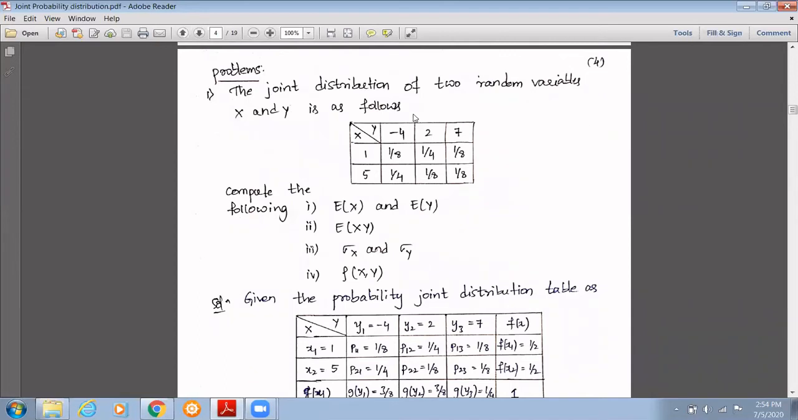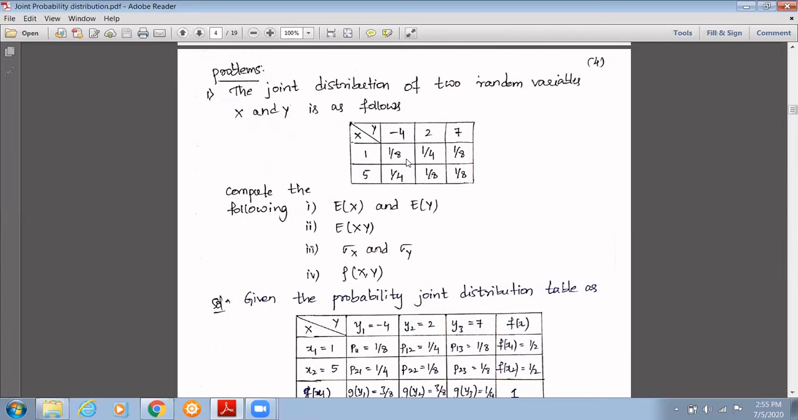The joint distribution of two random variables x and y is as follows. The joint probability distribution entries are given. x takes the values 1 and 5, y takes the values minus 4, 2, and 7. And here, this 1 by 8 is the probability of getting random variable x equal to x1 and y equal to y1, that is x equal to 1 and y equal to minus 4. It is given by 1 by 8.